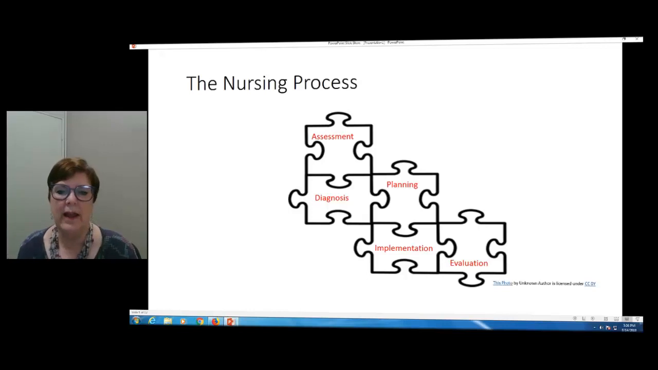So the nursing process has 5 pieces: assessment, diagnosis, planning, implementation, and evaluation. So we are going to very carefully go through each piece of this puzzle that is the nursing process. I think your book is referring to them as phases: the assessment phase, the diagnosis phase, the planning, the implementation, and the evaluation phase. I tend to like to use steps because they are steps and they are pieces to this puzzle. So either way, just know that I may go back and forth between phases and steps.